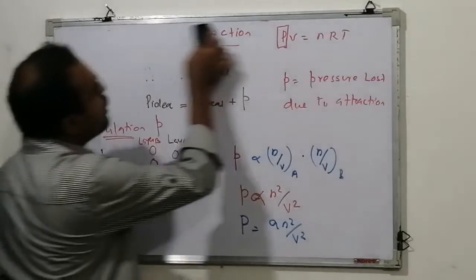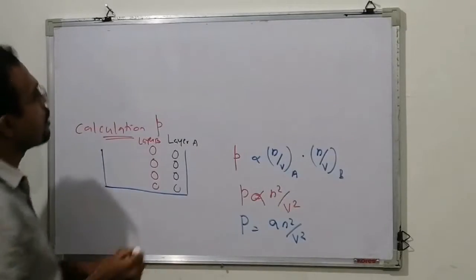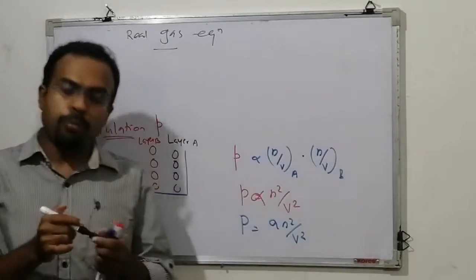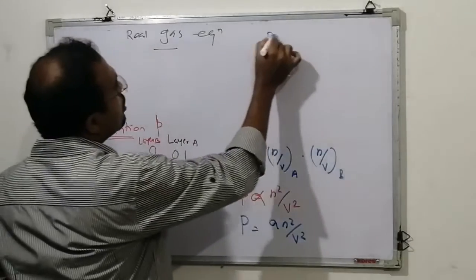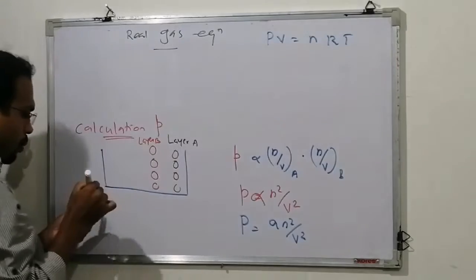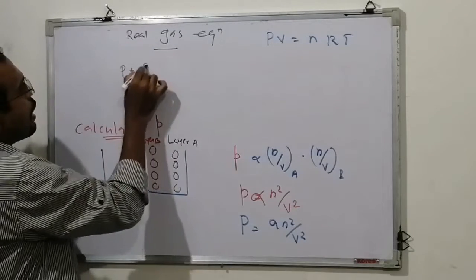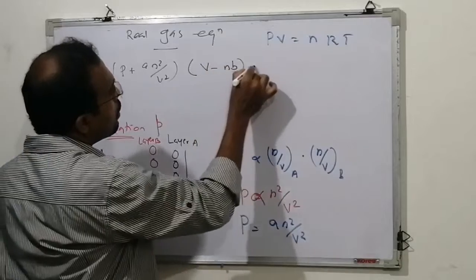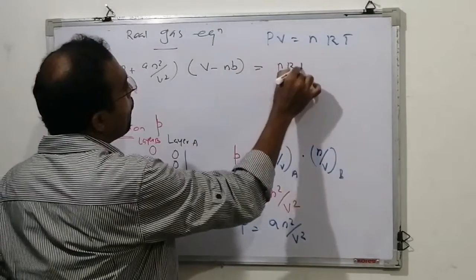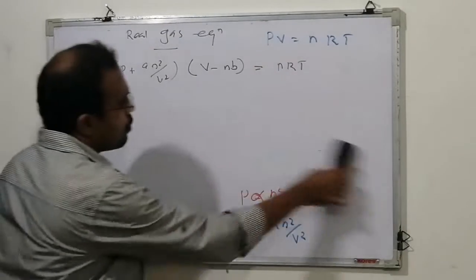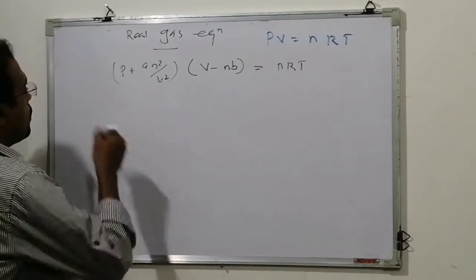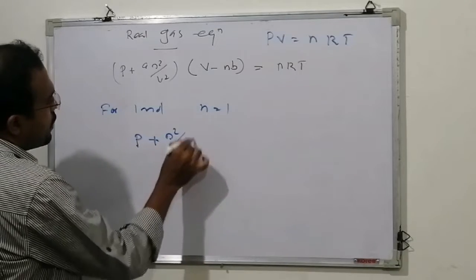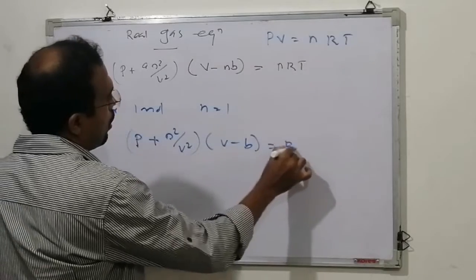Therefore, we can write the modified ideal gas equation, or real gas equation. The real gas equation is nothing but a modified form of the ideal gas equation. Our ideal gas equation is PV is equal to nRT. Instead of P, now we will use P plus a n²/V². Instead of V, we will use V minus nb, is equal to nRT. For one mole, n is equal to 1: (P plus a/V²)(V minus b) is equal to RT.